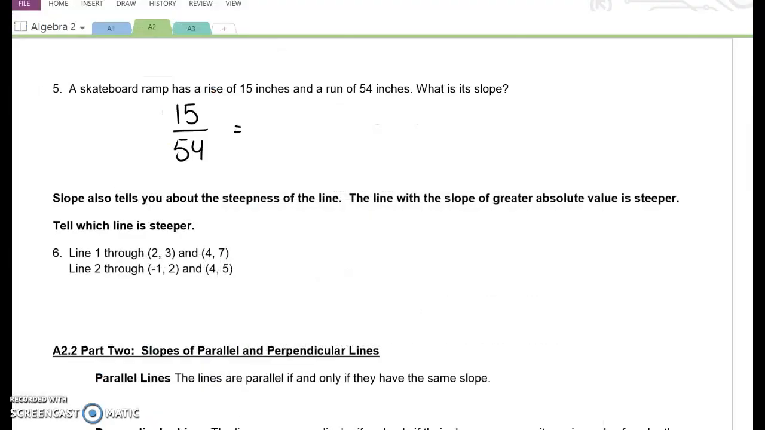So this is 5/18. Now what does this mean? This means for every 5 inches that the skateboard ramp rises vertically, it also increases horizontally by 18 inches. So 5 inches over 18 inches. Slope also tells you about the steepness of the line. The line with the slope of greater absolute value is steeper.